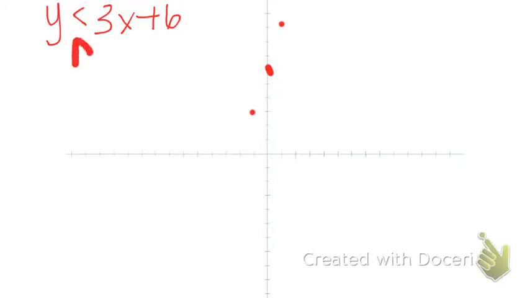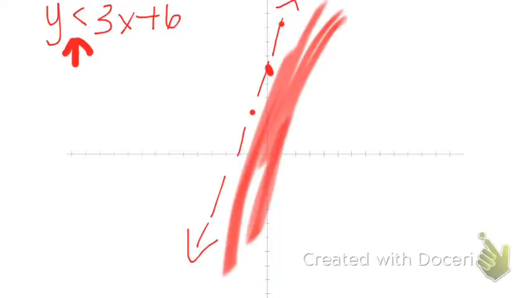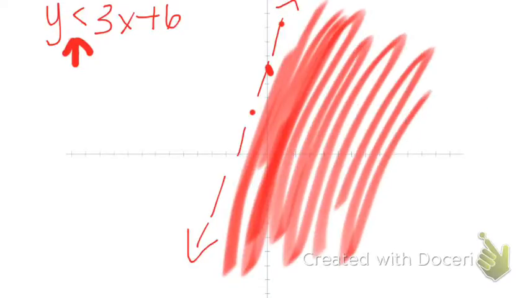The symbol here tells me my line needs to be dashed. So you just do your best to dash it. Hopefully yours looks better than mine. And then we've got to shade. What side of the line is y less than that? Well, that's going to be on the bottom side of it. So it's this side over here.